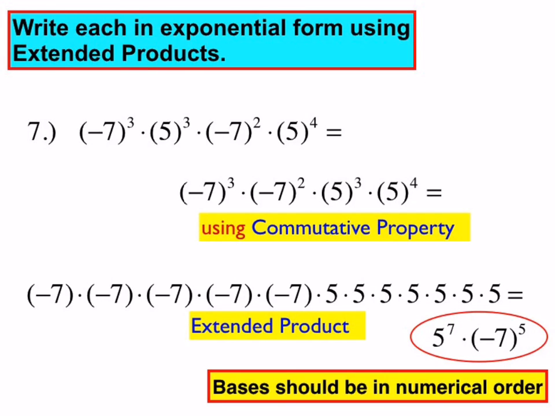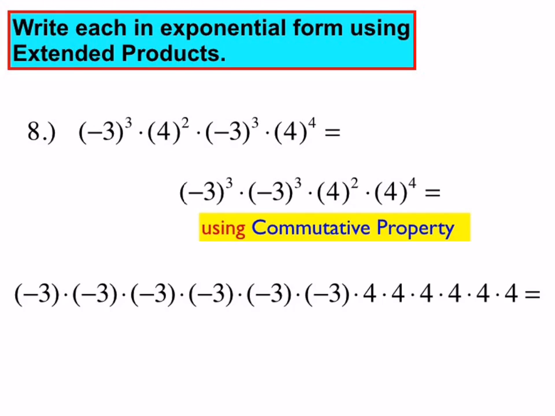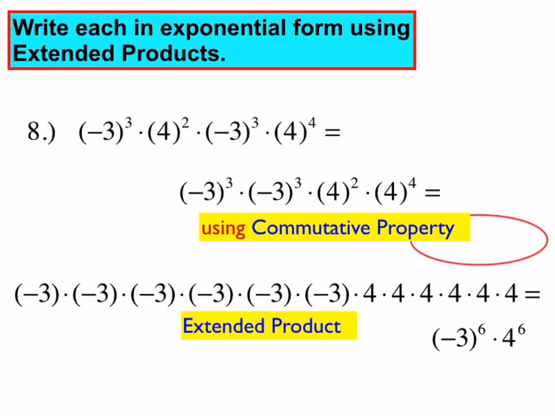And then number 8. Commutative property, extend the product. I can see that I have 6 negative 3s and 6 4s. Therefore, in exponential form, we have negative 3 to the 6th power with parentheses around the negative 3, times 4 to the 6th. All right, let's go to the back side of the notes.